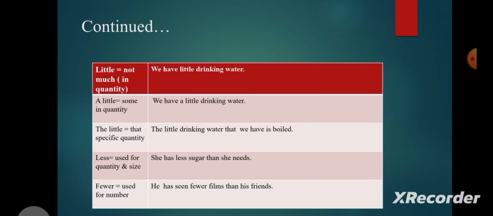Now, less and fewer. Less is used for quantity and size, whereas fewer is used for number. For example, she has less sugar than she needs. Did he give you less than 40 kilograms of wheat? She showed less wisdom than her sister. Now, fewer. He has seen fewer films than his friends. Does Arshad not have fewer books than Amjad?